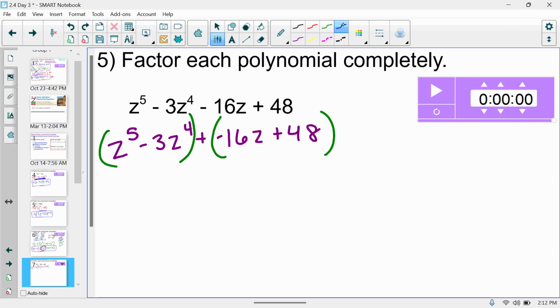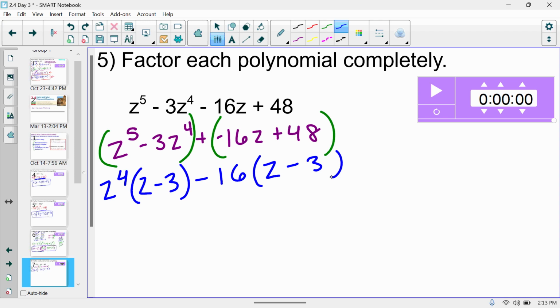In the first quantity, you should have factored out z to the 4th. Remember, take out as many as you can. So if you take out 4 from 5, there's 1 left, and then this would just be minus 3, right? Because you took all the z's out of the second term. Negative 16 is what you need to factor out of the second quantity. Negative 16 divided by negative 16 is going to make that positive 1z. 48 divided by negative 16 is going to make that negative 3.